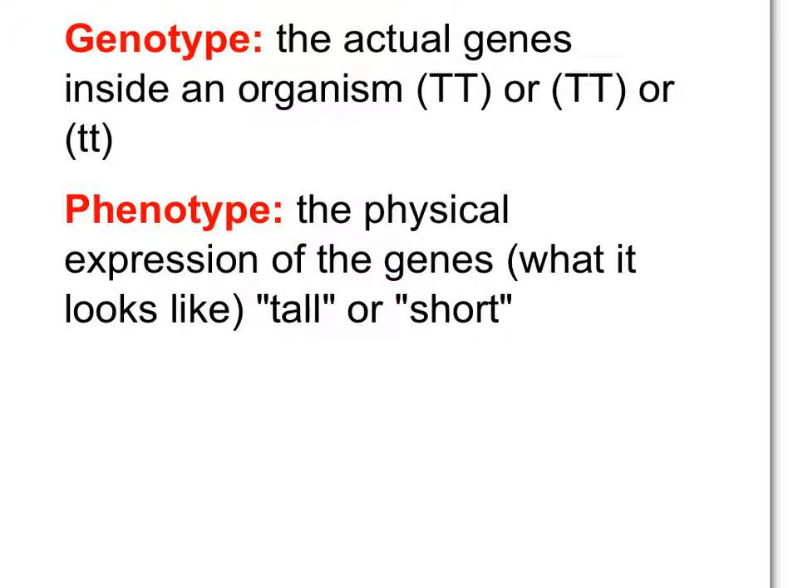Okay, the first one we'll look at is genotype. These are the actual genes that are inside the organism. So in this example up here we have the pure dominant, which is two capital T's. We have the hybrid, which is one dominant allele and one recessive allele, or one capital letter, one lowercase letter. And you have the pure recessive, which is two lowercase t's. So these are the actual genes that are inside the organism.